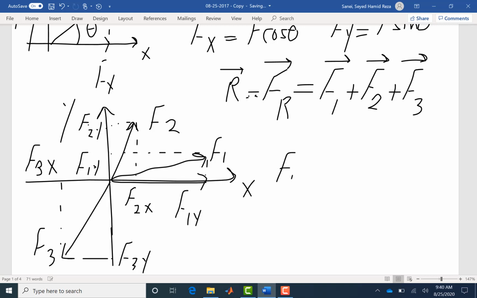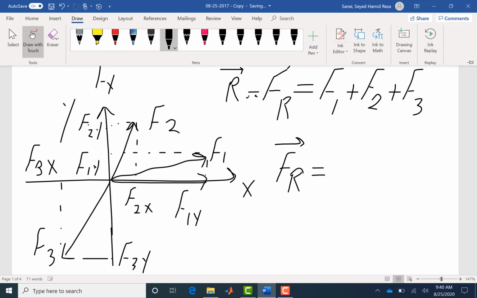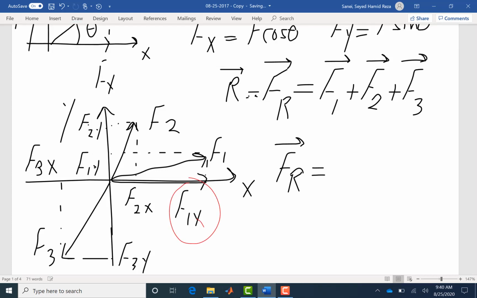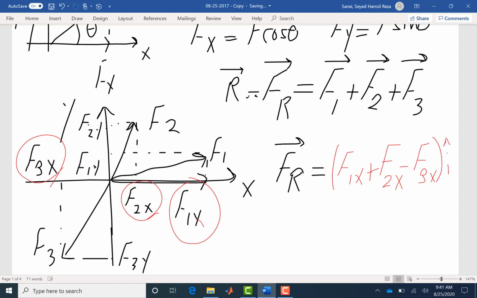So FR, if I want to find a resultant force, because I'm dealing with components now, we can simply add them together. I have the components F1x, F2x, and F3x. These are all scalars, so I can simply add them together, add the magnitudes together. So I can say FR would be F1x plus F2x. F3 is in the negative direction, so that component should be negative. That's why the negative sign appears here. And the unit vector in the x direction would be i.